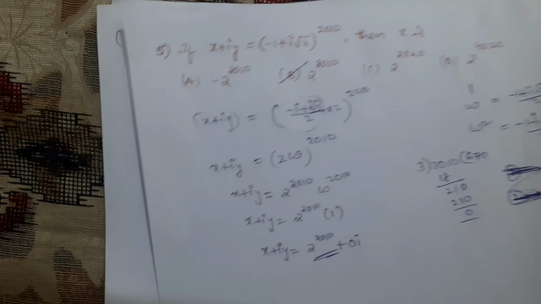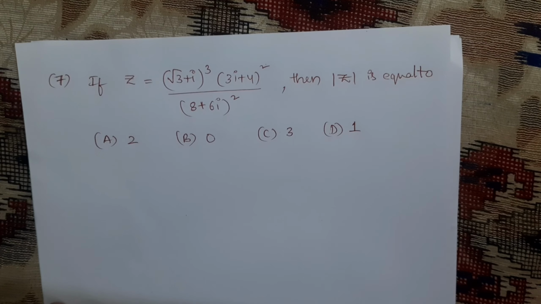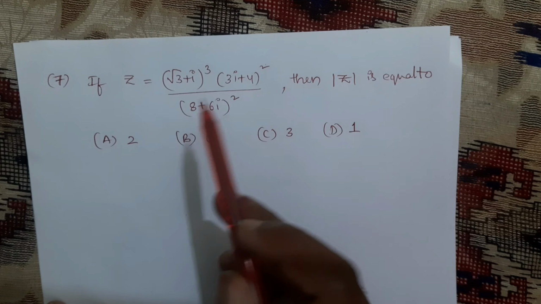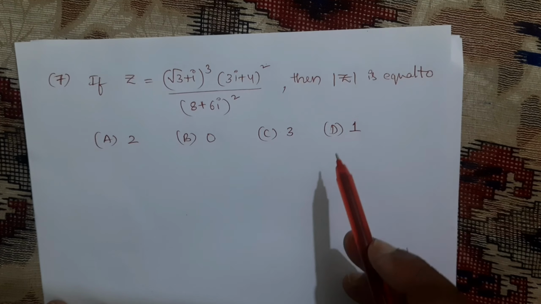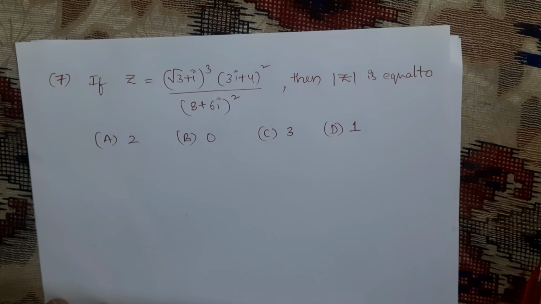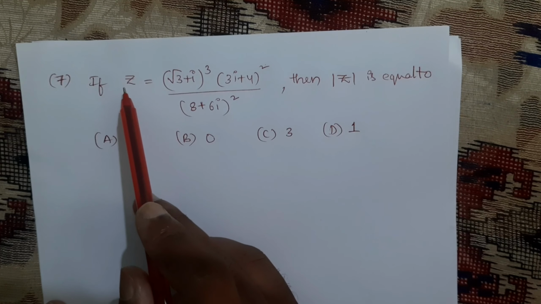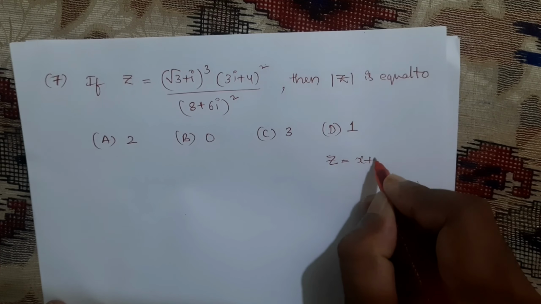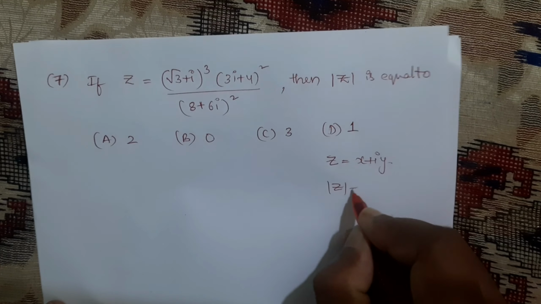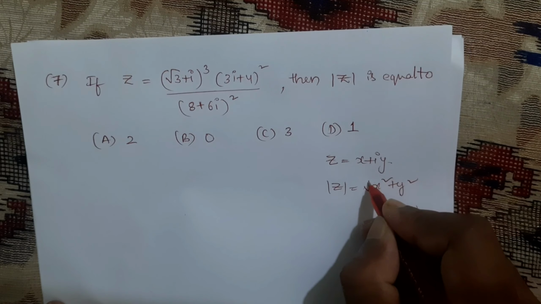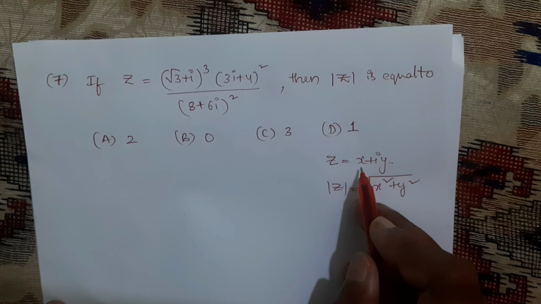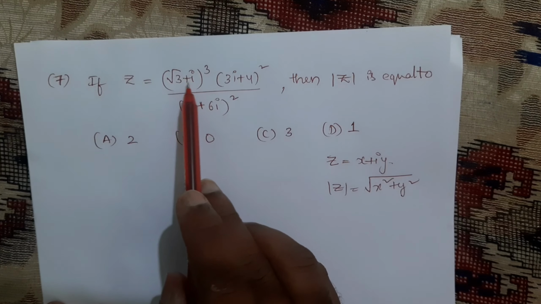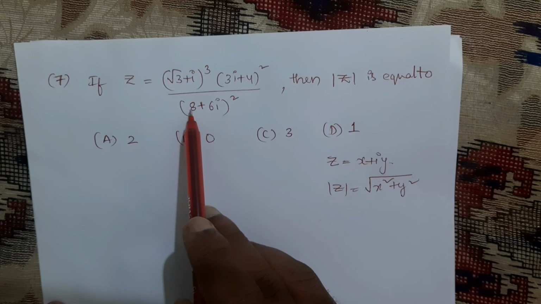Okay, next question. Question number 7, that is, if z is equal to root 3 plus i whole cube, 3i plus 4 whole square divided by 8 plus 6i whole square, then modulus of z is equal to. Here they have given a complex number, nothing but z. We need to find modulus of z. We know that if z is equal to x plus iy, then modulus of z is square root of x square plus y square. When will we apply this? If it is in proper form of x plus iy. But here, if you observe, this is not in terms of x plus iy. This is also x plus iy form.